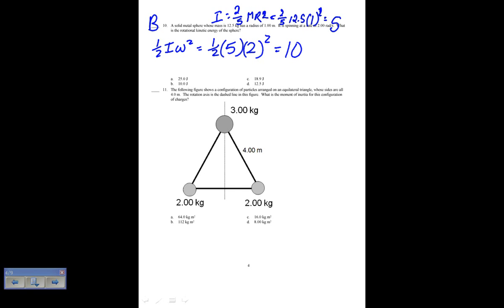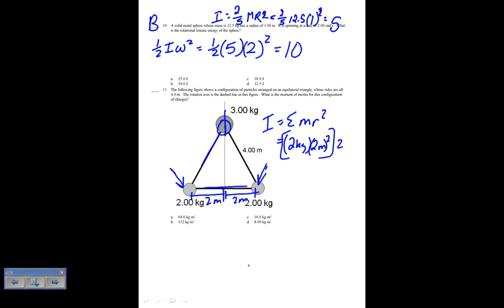Following figure shows a configuration of particles arranged on an equilateral triangle whose sides are all 4 meters. Rotation axis is the dashed line in the figure. What is the moment of inertia? So these sides, this is an equilateral triangle, so these sides are all 4 meters. So I know that this distance is 2 meters, and likewise this distance is 2 meters. And so my moment of inertia only arises from these two particles, because this particle is on the rotation axis, so it provides no moment of inertia. I is equal to the sum of mr squared. That is 2 kilograms times 2 meters squared. And then we just double that because we have two particles at the same radius. That's 2 times 4 is 8, is 16. So that's C for number 11.